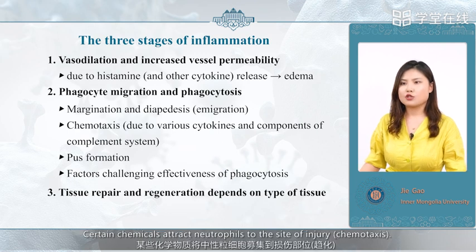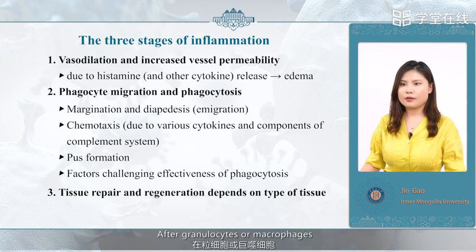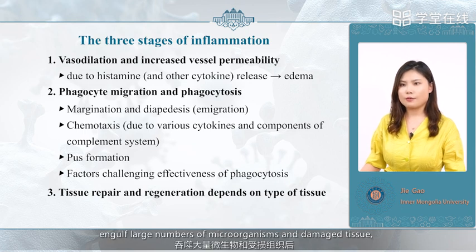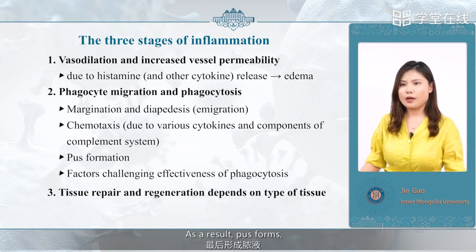Certain chemicals attract neutrophils to the site of injury, chemotaxis. After granulocytes and macrophages engulf large numbers of microorganisms and damage tissue, they themselves eventually die. As a result, pus forms, and its formation usually continues until the infection subsides.